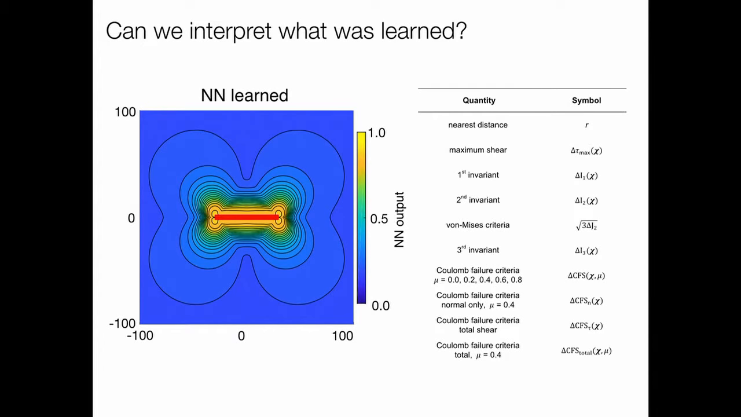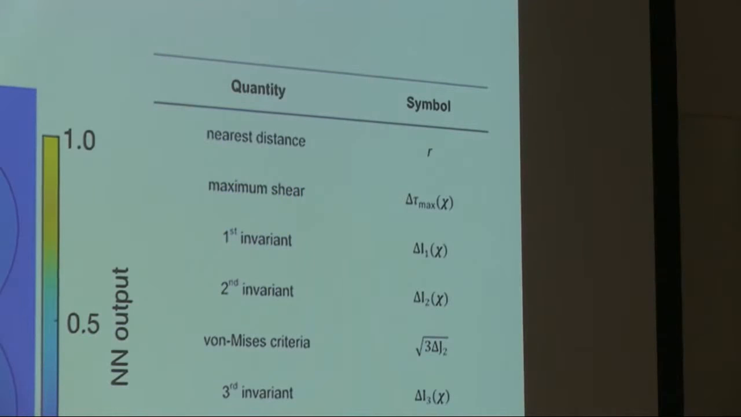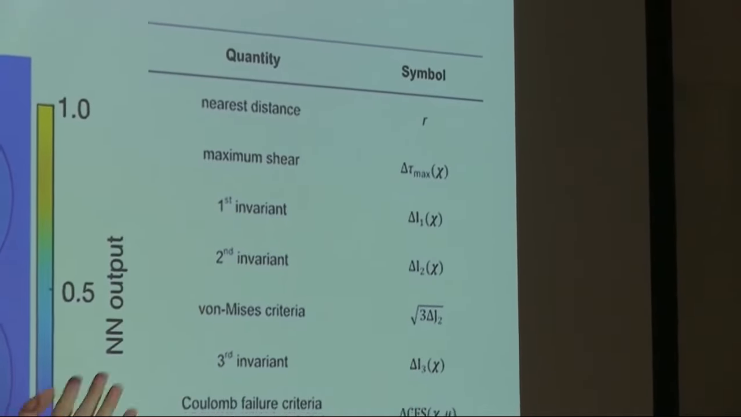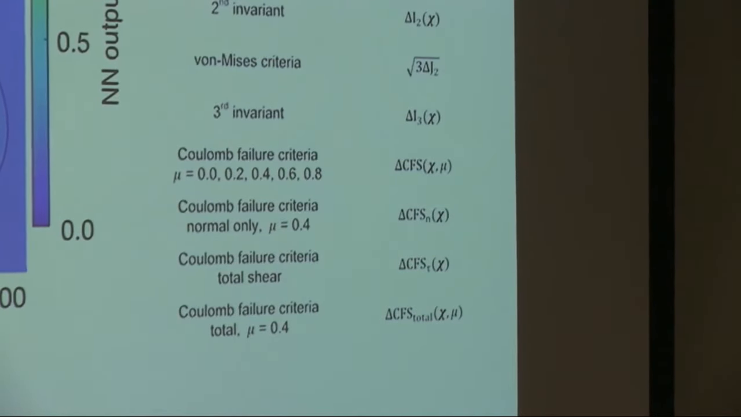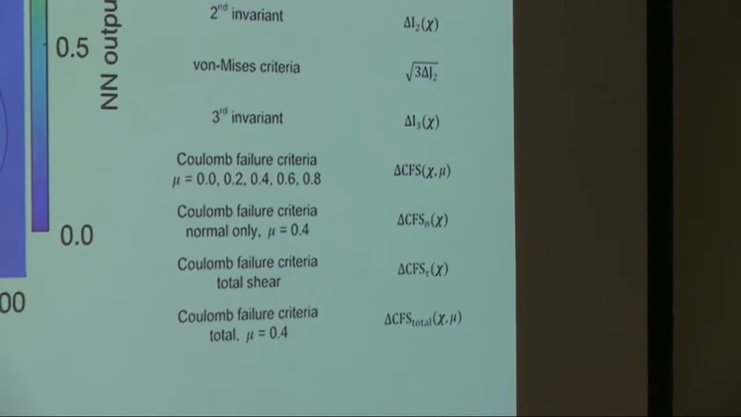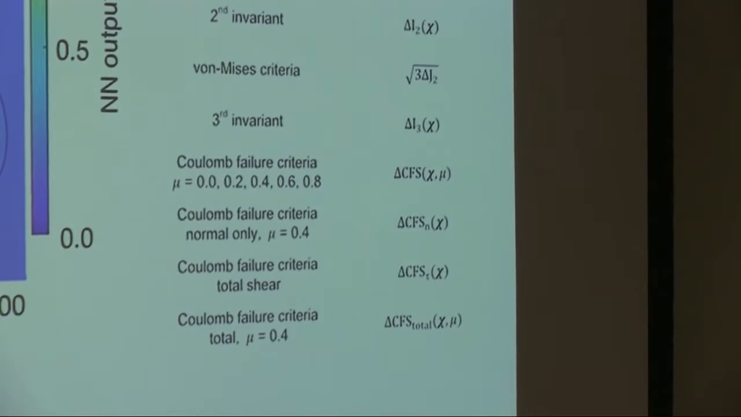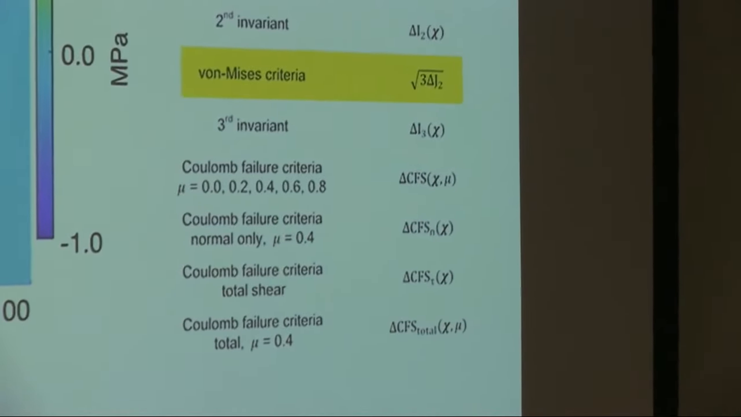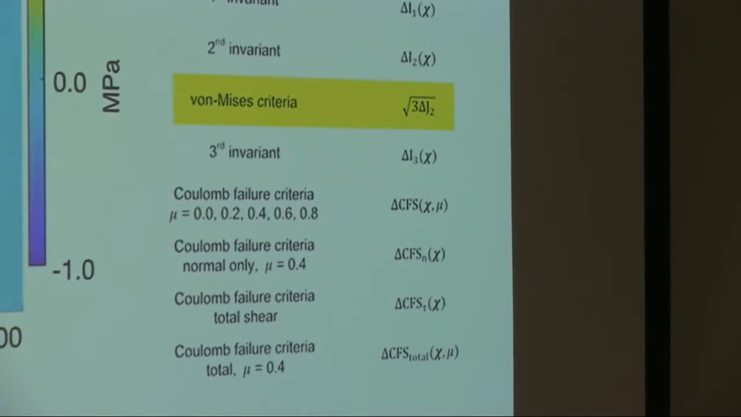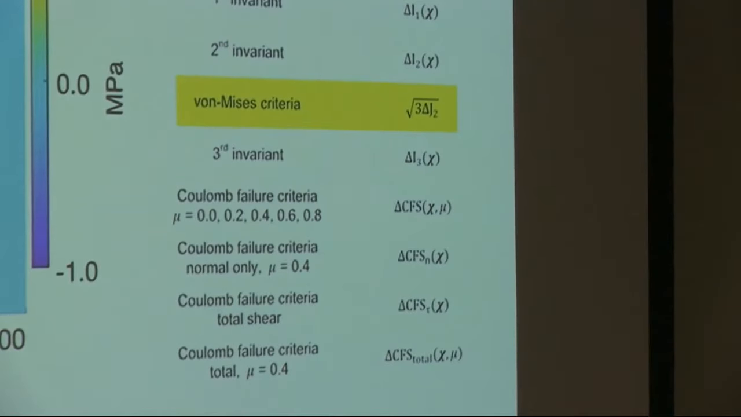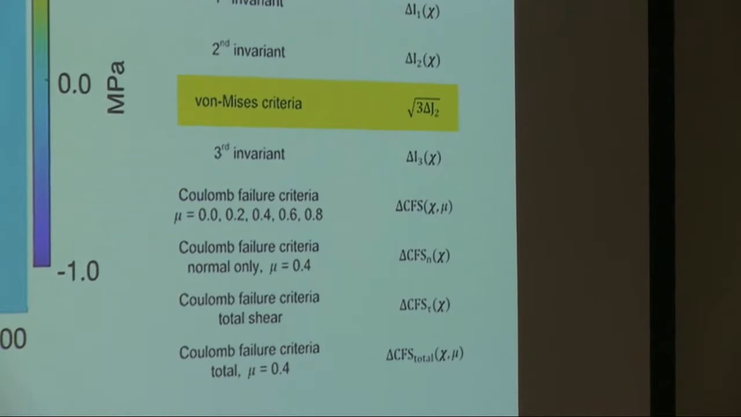So everything from just the distance to the fault, to maximum shear stress change, to a suite of different versions of Coulomb failure stress change, absolute value and not, all the invariants of the stress tensor, both deviatoric and full. And what we found was really pretty surprising to us. 98% of the variance in this neural network output could be explained by the von Mises yield criterion, which is a scaled version of the second invariant of the deviatoric stress tensor. It's also very highly correlated with the maximum shear stress change.